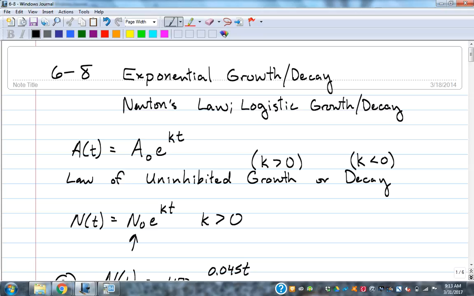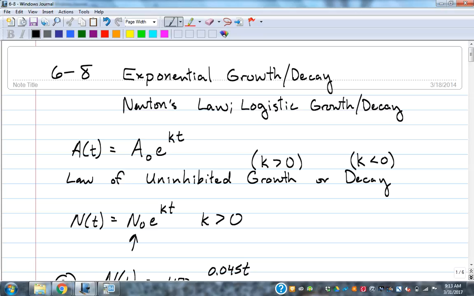K greater than 0. If that K is a bigger number, we're talking about growth. If that K is a negative number, we're talking about decay. That's how you're going to recognize that. It's really easy to recognize based on what that exponent is. If the exponent's positive, then we're talking about growth. If the exponent's negative, we're talking about decay.